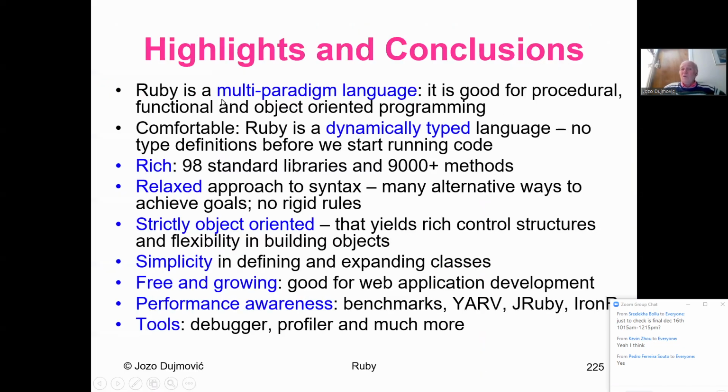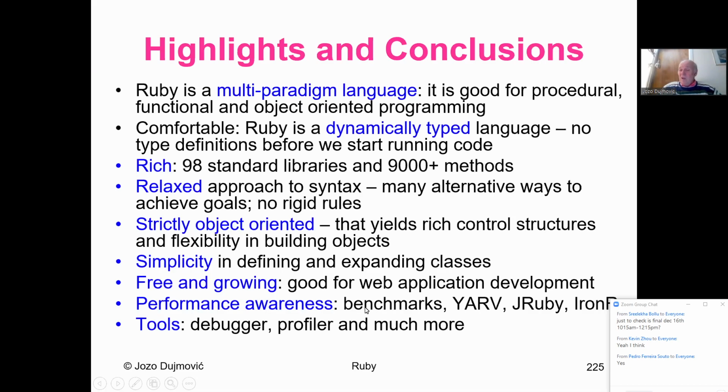So highlights and conclusions: Ruby is a multi-paradigm language. It is dynamically typed. It is rich, with more than 9,000 methods available. It has a relaxed approach to syntax. You can write in various ways and Ruby will understand you, no rigid rules. It is strictly object-oriented, 100%. It has simplicity. It is free and it is growing. You pay nothing for it. It is good for web application development, and it is performance aware.